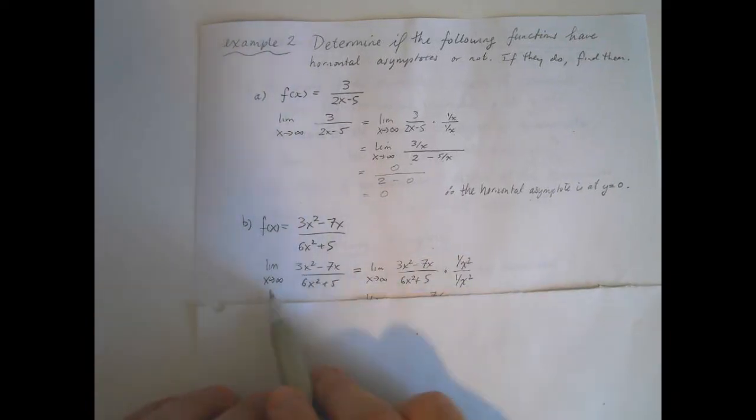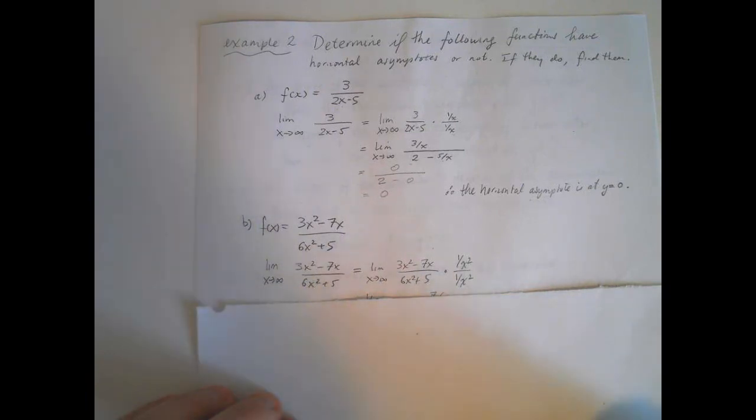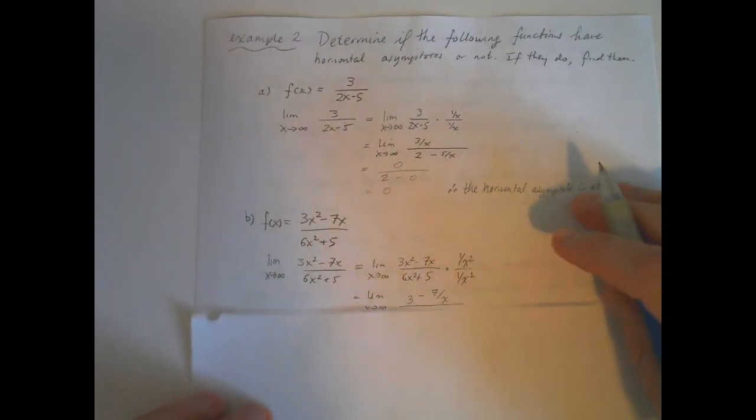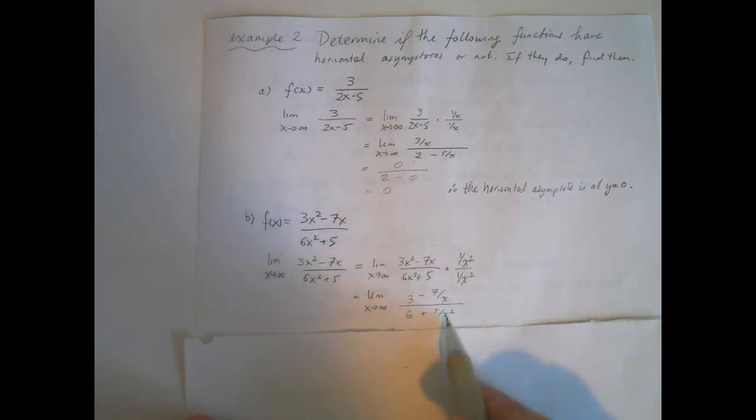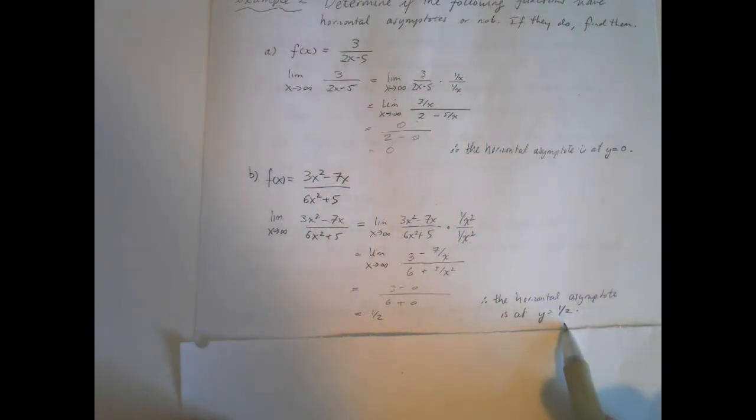For this one, the highest degree term is x squared, so if I do the same type of thing and I want the limit as x approaches infinity, then I can multiply numerator and denominator by 1 over x squared. Distribute it in. All the reciprocal parts are going to tend towards 0, so this is just going to have the 3 and the 6 left over. So we've got a horizontal asymptote going towards y equals 1 over 2.